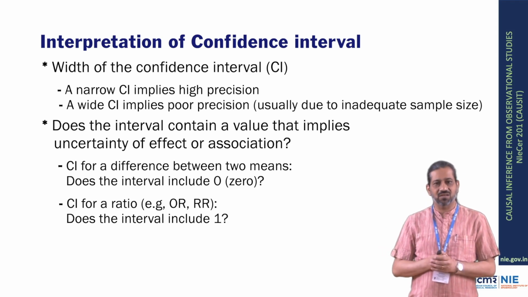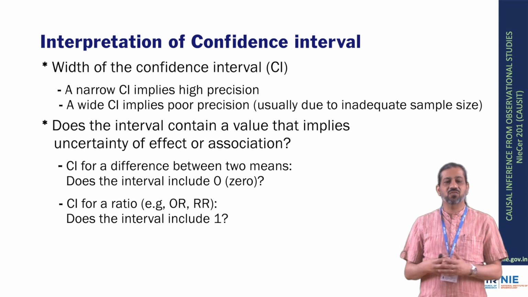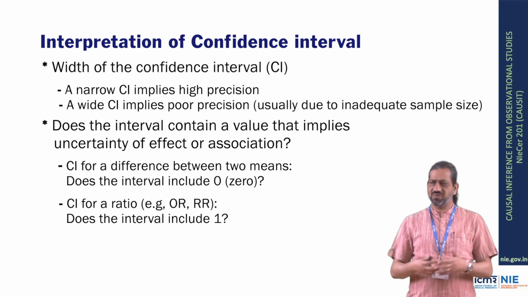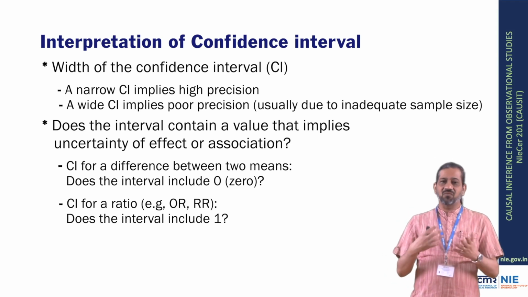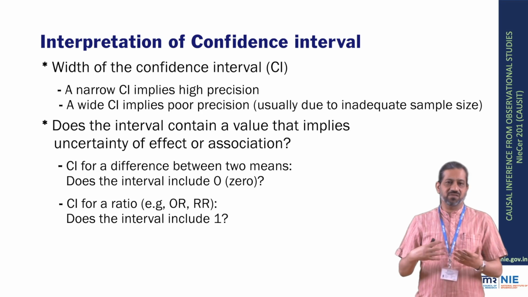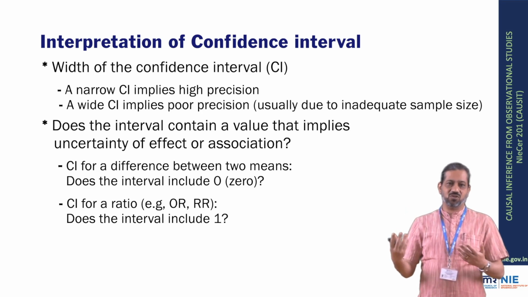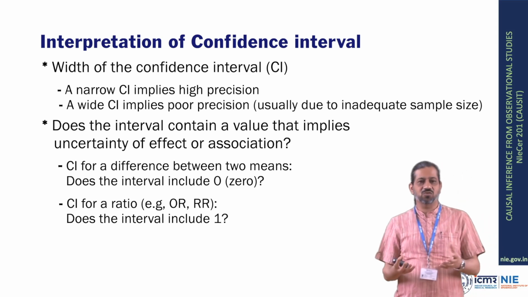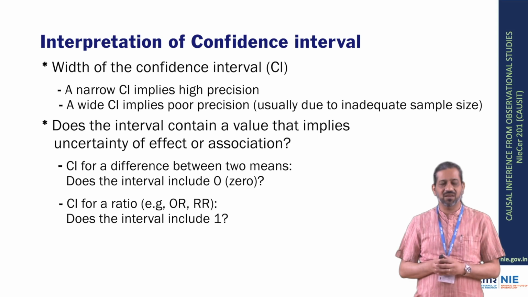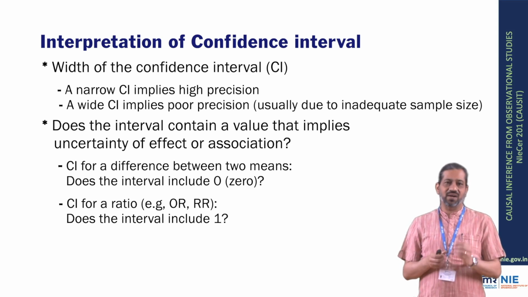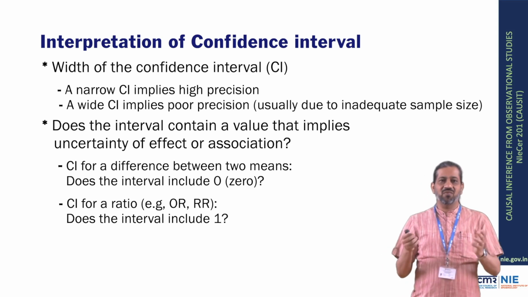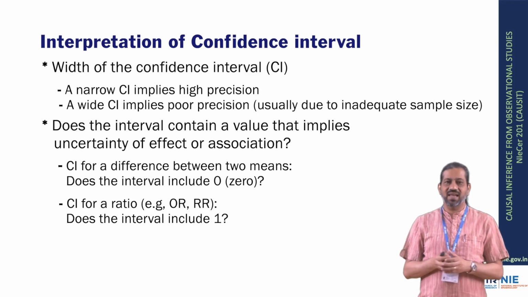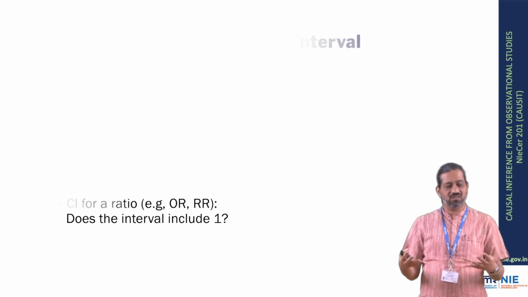When we're calculating confidence intervals for ratio measures, like odds ratios, risk ratios, rate ratios, prevalence ratios, then the null value would be when the numerator and denominator are the same, which means the actual value would be 1. So for ratio measures, the null value is 1, and we would want to know whether the confidence interval that we have estimated includes 1 or not. As I said, we need to see how narrow or wide our confidence interval is, and whether it includes the null or not.